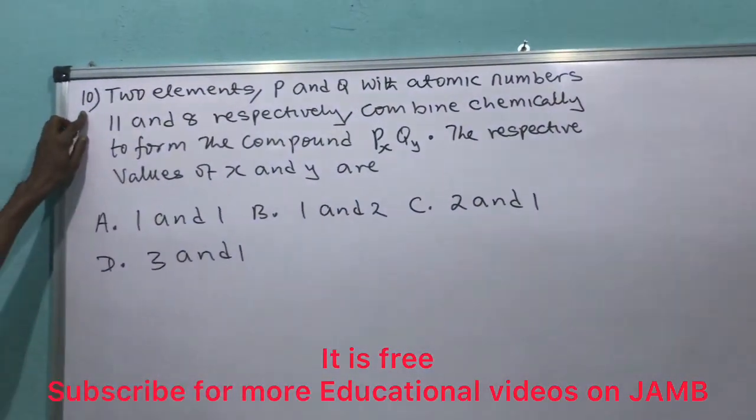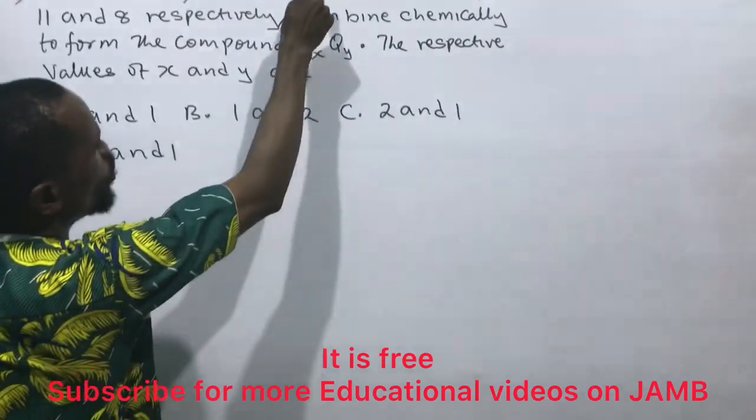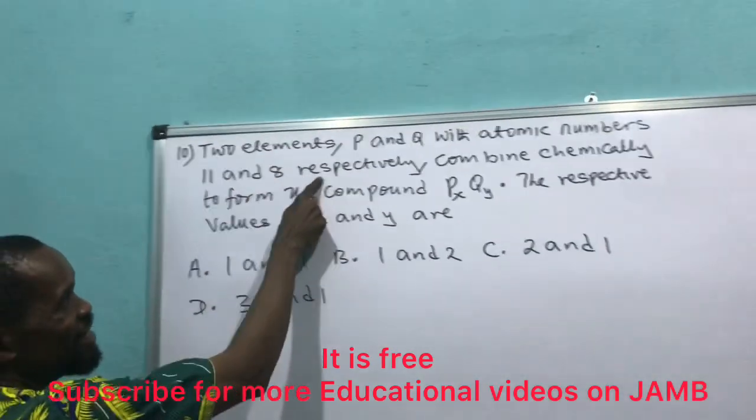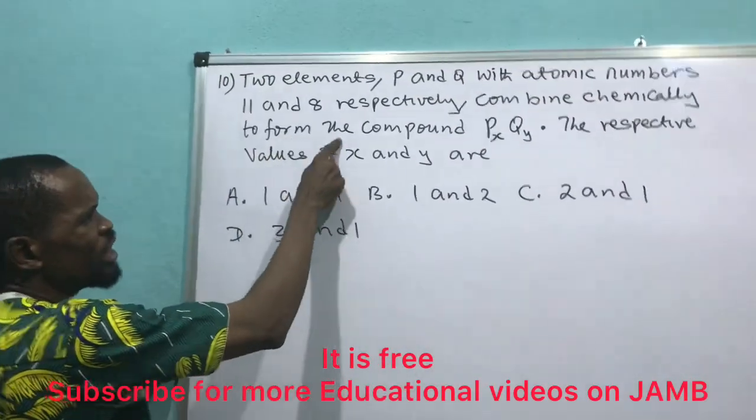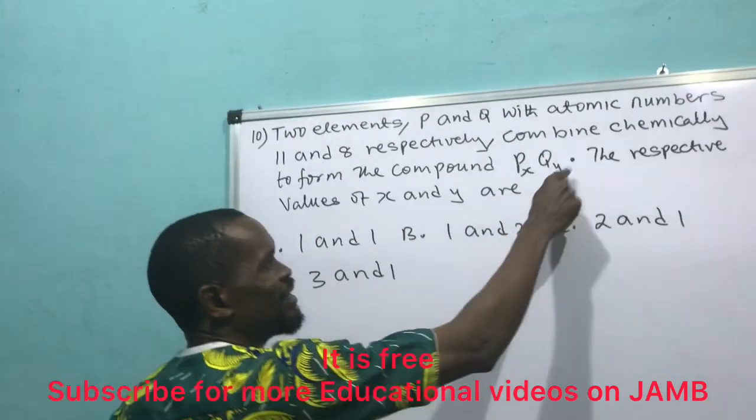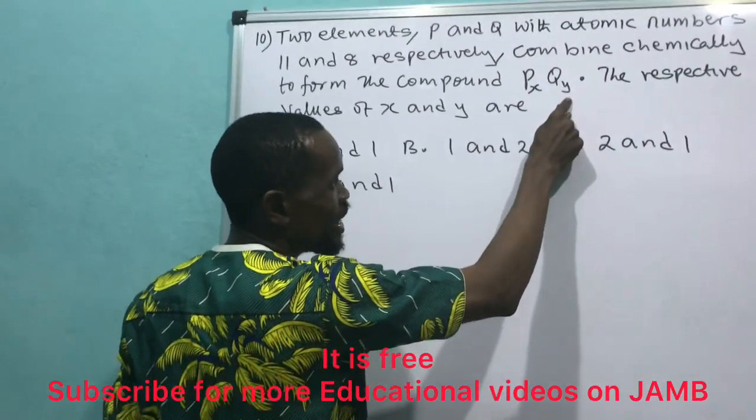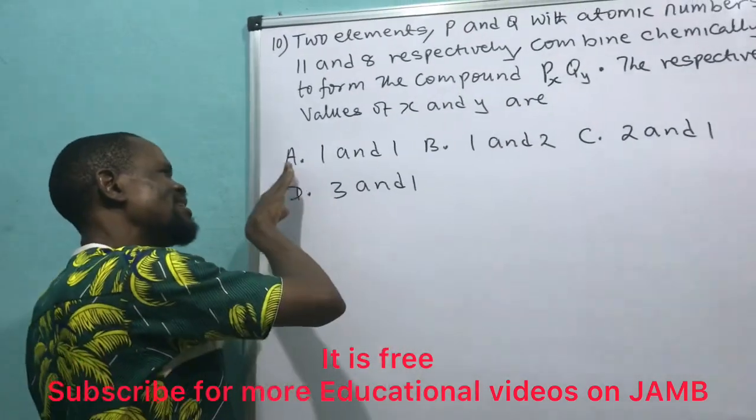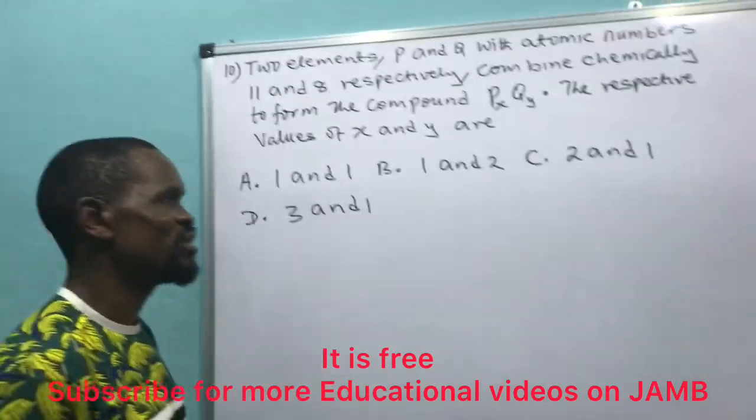That's question number 10. Question number 10 said, two elements P and Q with atomic numbers 11 and 8 respectively combined chemically to form the compound P subscript X Q subscript Y. The respective values of X and Y are, they give us options. Look at the options they give us. I'm not interested in the options until I solve what is given to me.